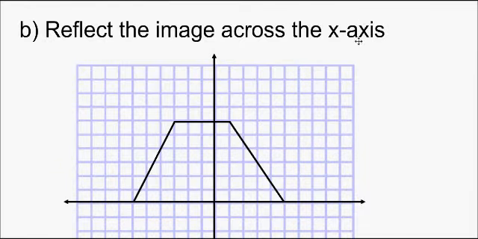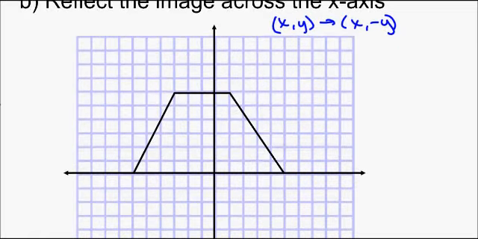Reflect the image across the x-axis. My rule here is (x, y) becomes (x, negative y). So the x stays the same, the y value changes its sign. And just like last time, I'm going to start off by labeling my vertices here. So this is (negative 6, 0), (negative 3, 6), (1, 6), and (5, 0).